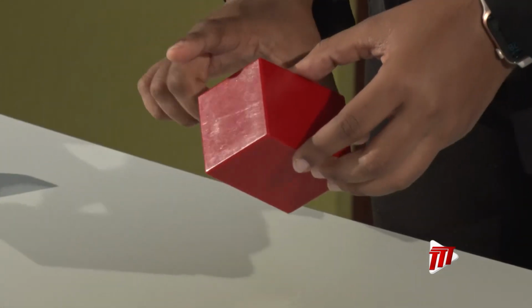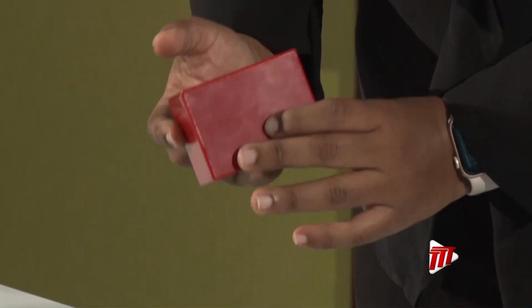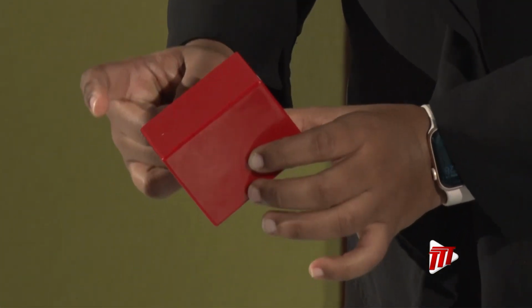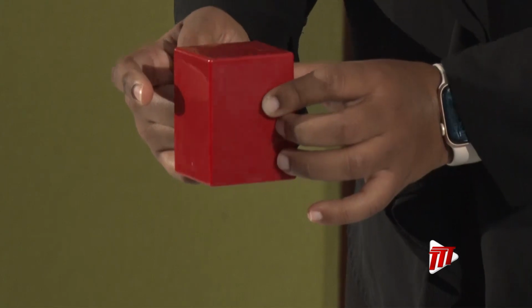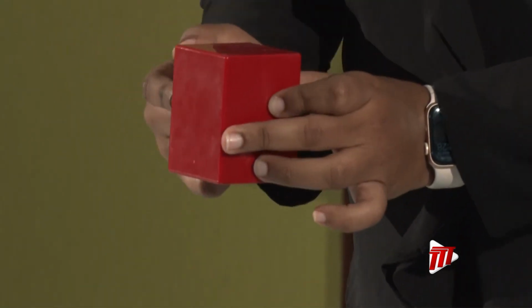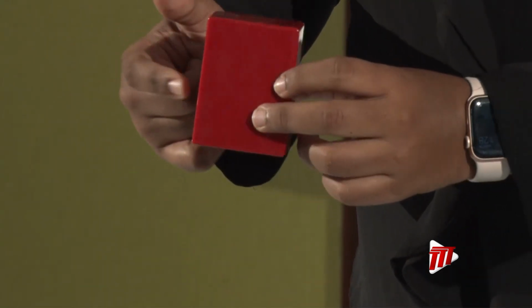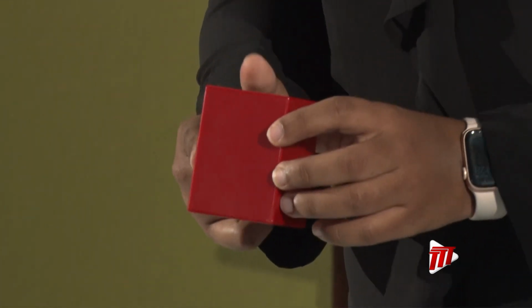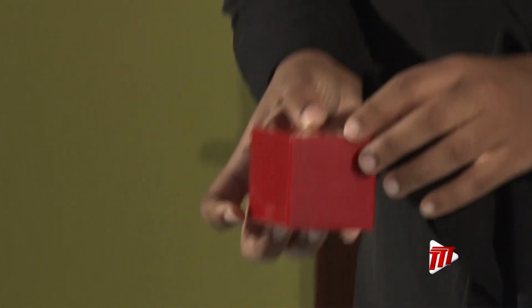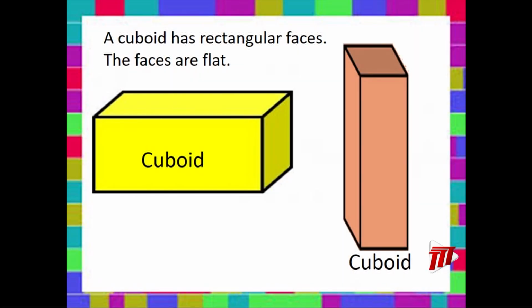We have two square faces and we have four. Let's count together. 1, 2, 3, 4 rectangular faces. Can you think of some things that look like a cuboid?